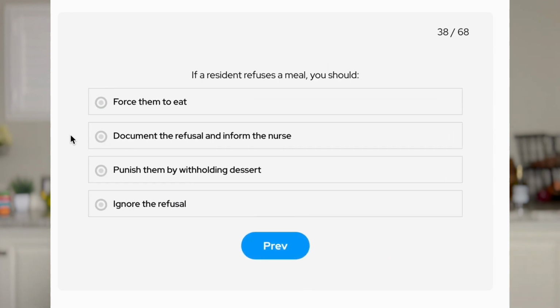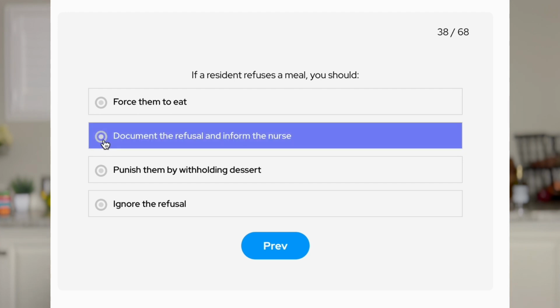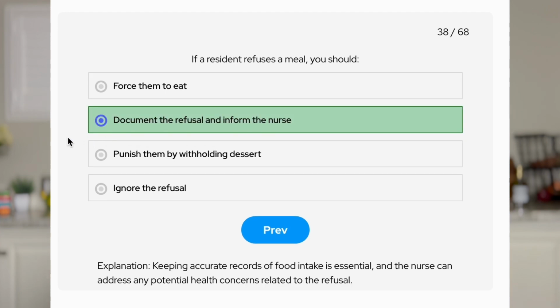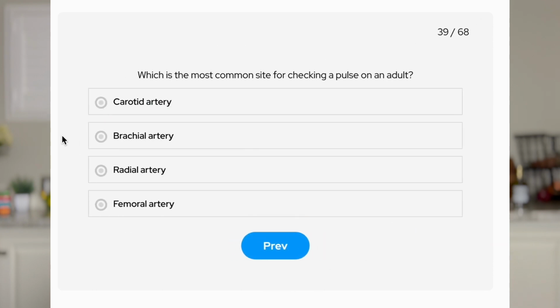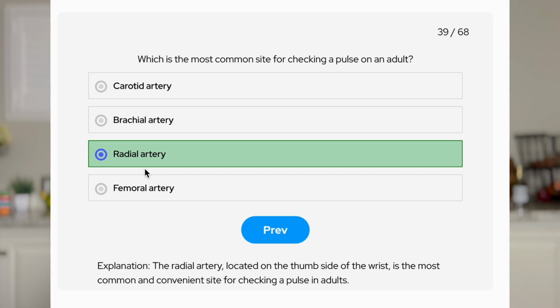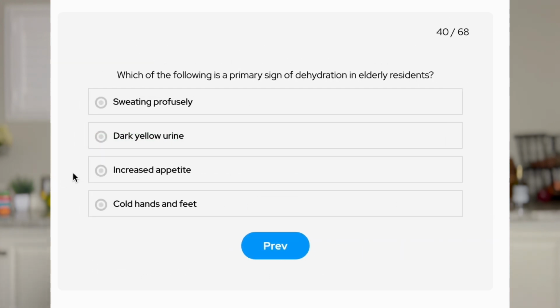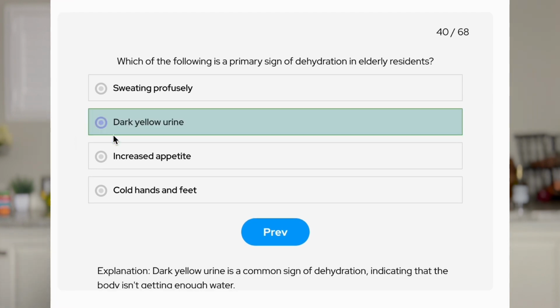If a resident refuses a meal, you should document the refusal and inform the nurse. Which is the most common site for checking a pulse on an adult? The radial artery. Which of the following is a primary sign of dehydration in elderly patients? Dark yellow urine.